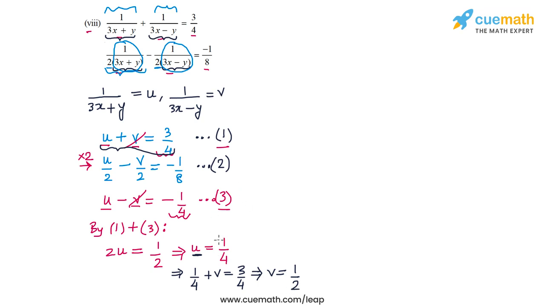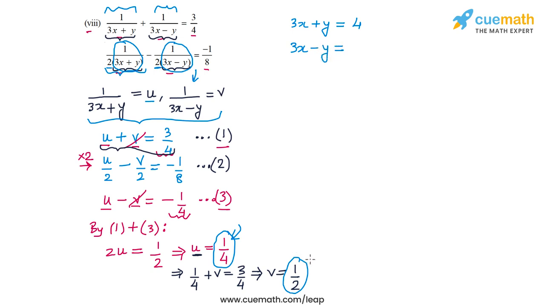So far we have concluded that u is equal to 1 by 4 and v is equal to 1 by 2, but what we need to find out are the values of x and y. So let's go back to our substitutions and write equations in x and y. So we have 1 by 3x plus y is equal to u. So 3x plus y will be equal to 1 by u. And what is 1 by u? Because u is 1 by 4, 1 by u will be 4. And then from the second substitution, 1 by 3x minus y equal to v, we can write 3x minus y equal to 1 by v. And what is 1 by v? Because v is equal to half, 1 by v is equal to 2.